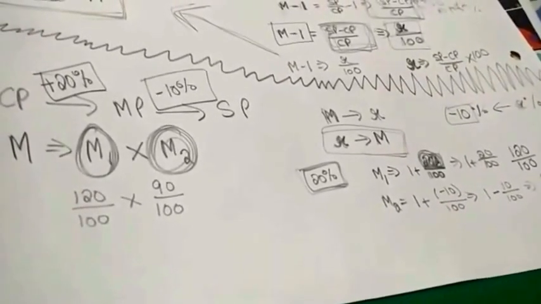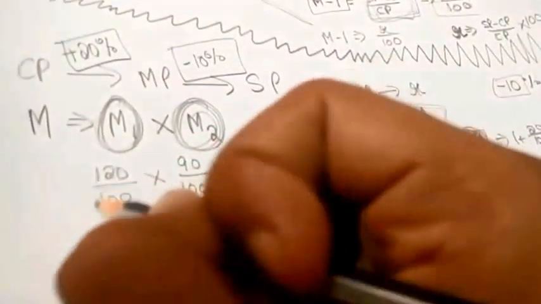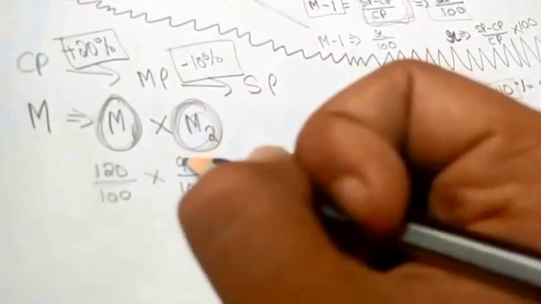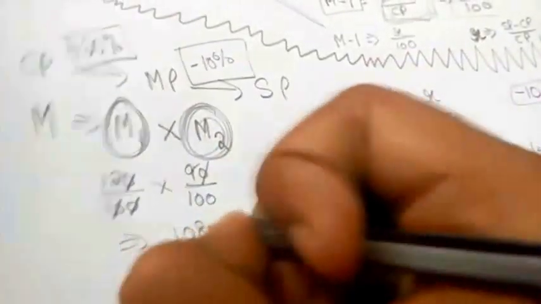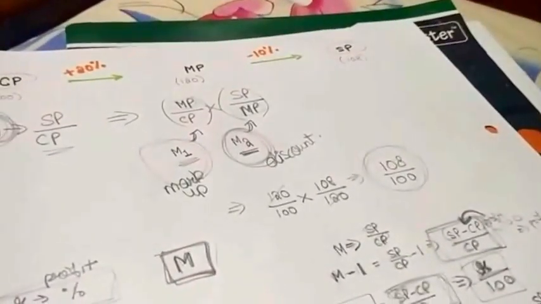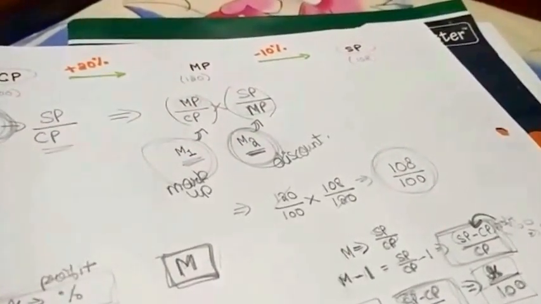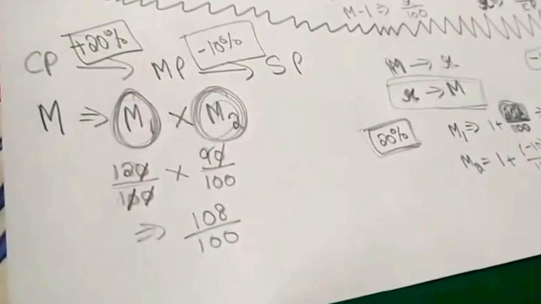But right now we'll just stick to complete mathematical formulations, that this m1 would be 120 by 100, m2 minus 10% would be 90 by 100. So if we now cancel it out and just solve these two fractions, so again you will have 108 by 100. See, the same thing even here, using the actual values of CP as 100 and MP as 120 and SP as 108, we got that capital M as 108 by 100. Even here we got that capital M as 108 by 100.